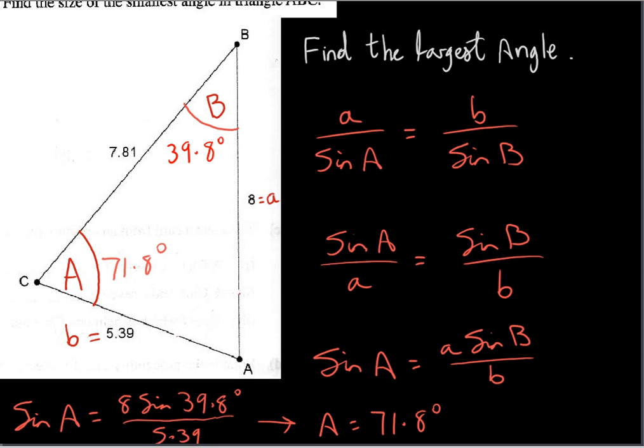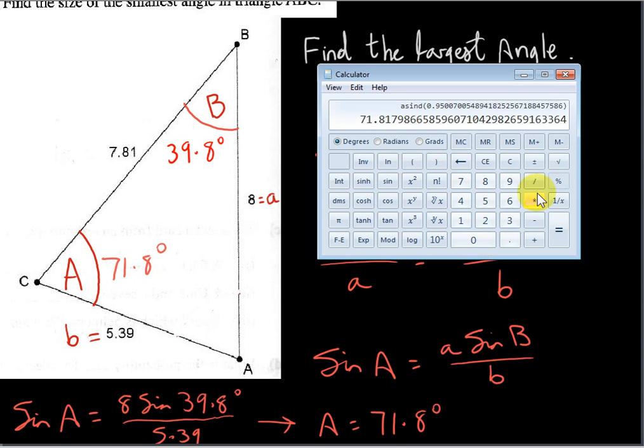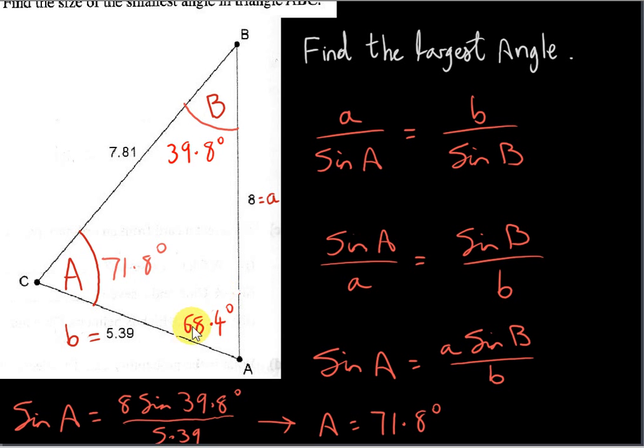What about the angle whose value is in between? Well, the three angles add up to 180 in a triangle, so I can just add this on to 39.8 and take from 180. Just ignore the minus sign, we get 68.4 degrees. So notice that the angle that's in between the smallest and largest angles is opposite the side whose length is in between the smallest side and the longest side.